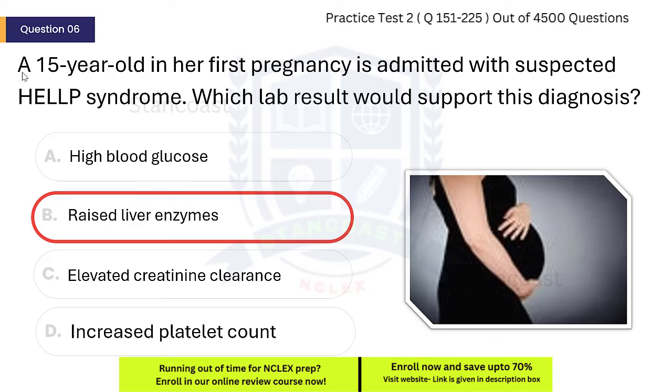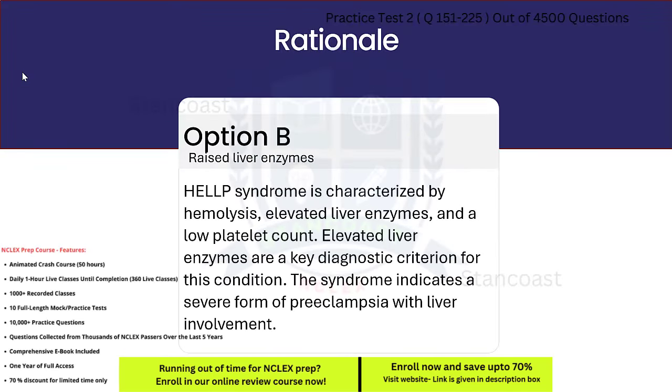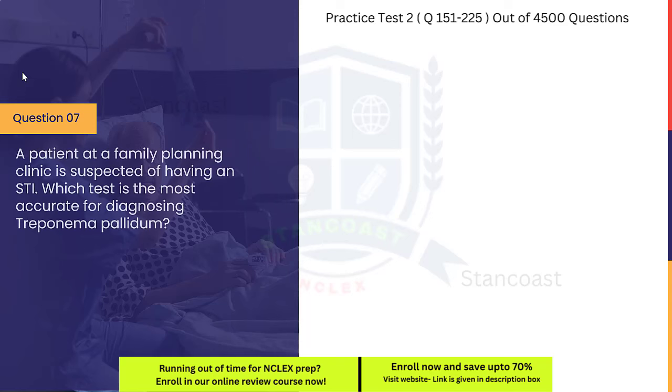Raised liver enzymes. HELLP syndrome is characterized by hemolysis, elevated liver enzymes, and a low platelet count. Elevated liver enzymes are a key diagnostic criterion for this condition. The syndrome indicates a severe form of preeclampsia with liver involvement. Next question. A patient at a family planning clinic is suspected of having a sexually transmitted infection.